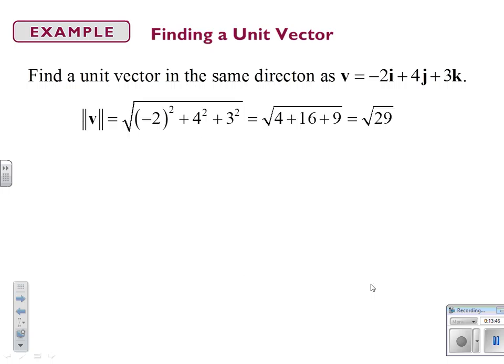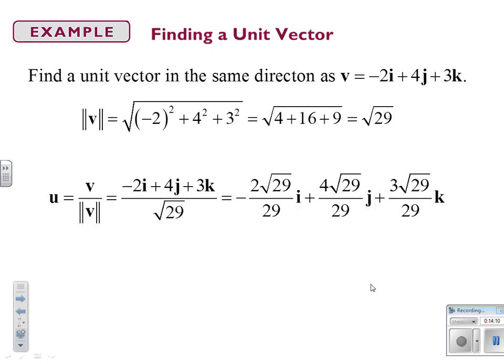So we are going to definitely find the magnitude. So we're going to square each of those coefficients, add them together to get 29, and the magnitude of v is the square root of 29. Now, if you notice, when we can't simplify a radical, we just leave it in radical form.